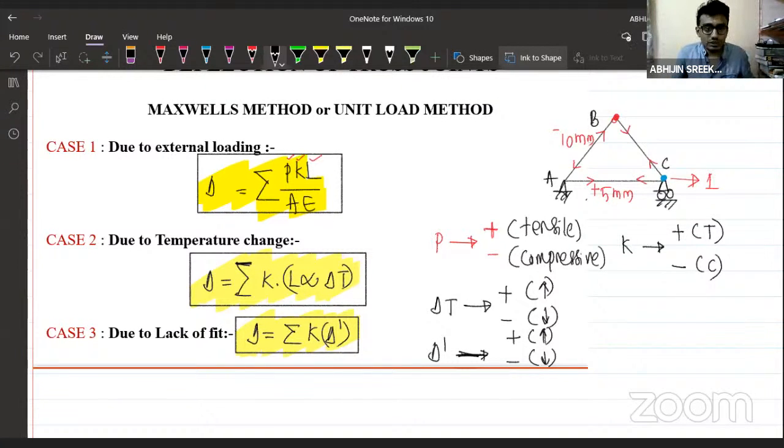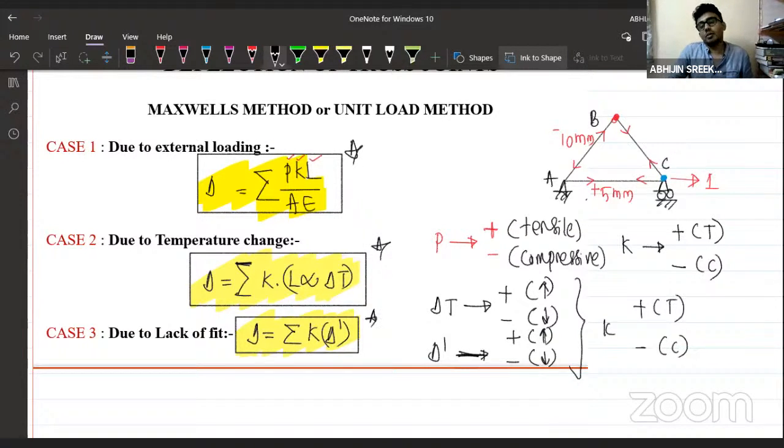That's it. These are the sign conventions. Here also, I will be considering the K value as positive if it is tension and as negative if it is compressive. Got it? This is the concept I'll be using. This is the possibility.